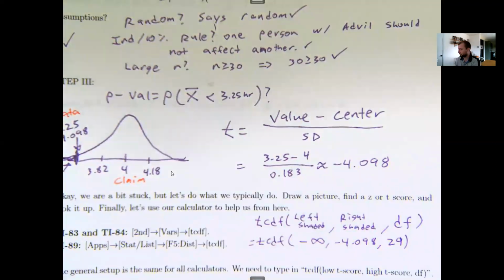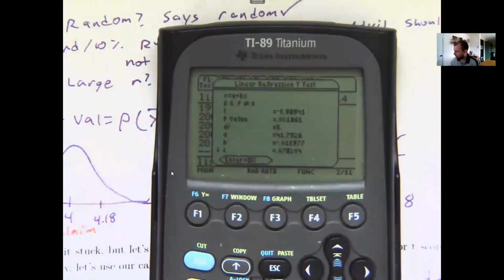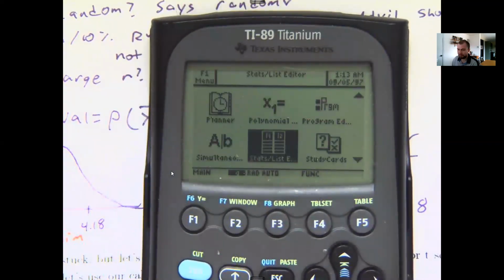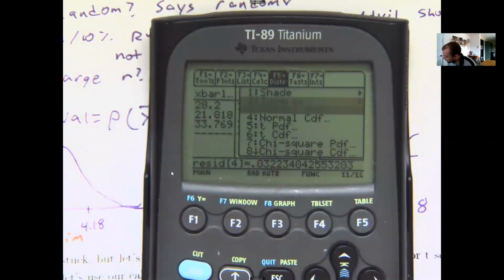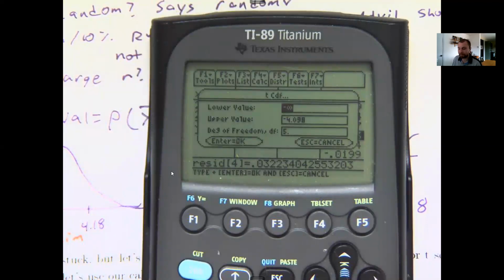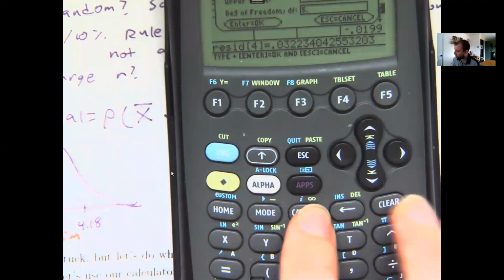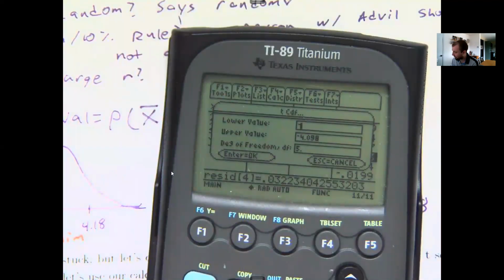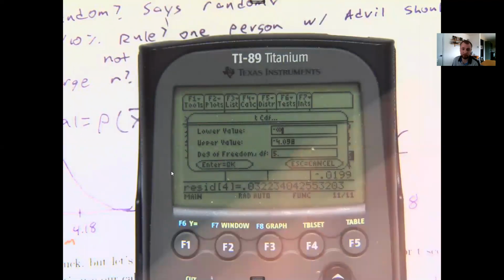TI-89. I go into apps. I choose the app for stat list editor. And up at the top, I'm choosing distribution, so F5. And I'm doing the T distribution, TCDF. Low value. Now the 89 actually does have a negative infinity. The infinity shows up right here, so I could do negative and then this diamond button followed by this button with that symbol to get this negative infinity to show up.